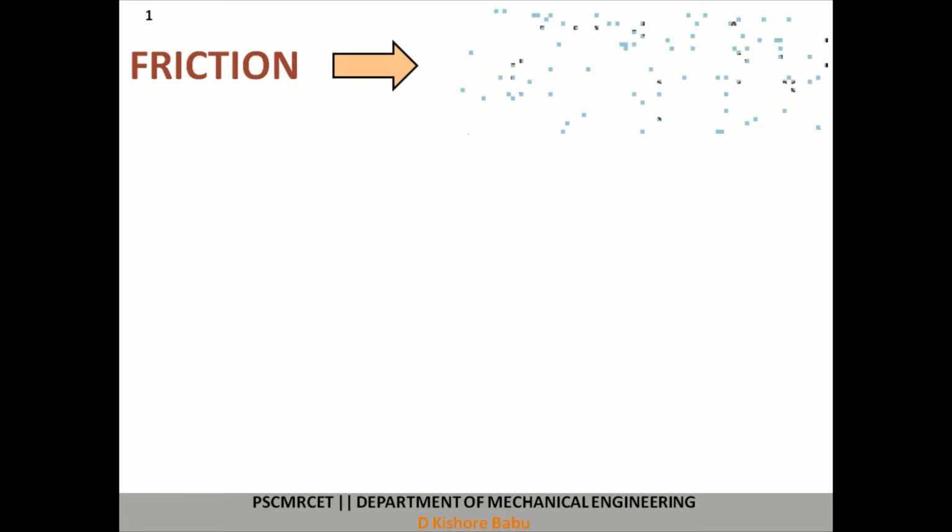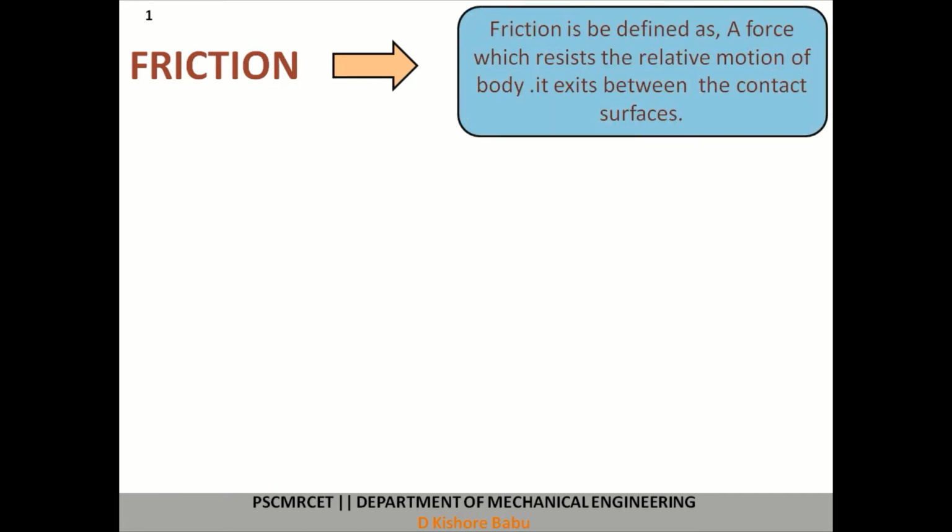What is friction? Friction is defined as a force which resists the relative motion of a body, and it exists between the contact surfaces, as discussed in the previous slide.